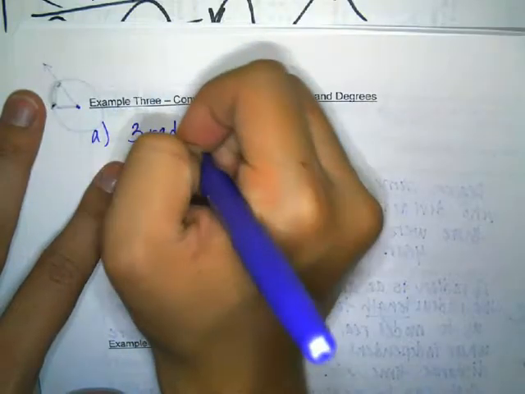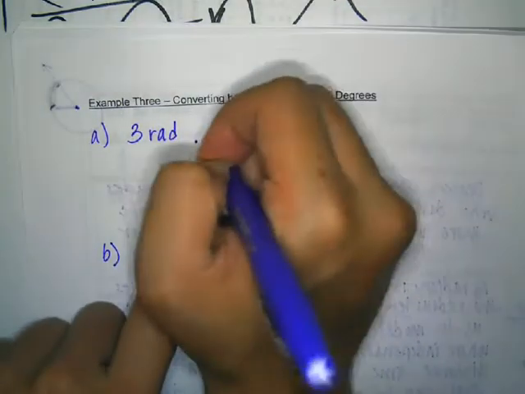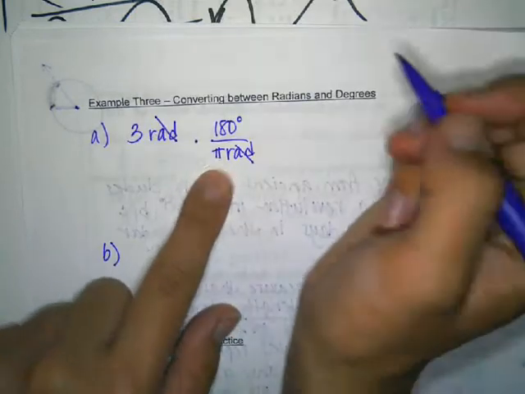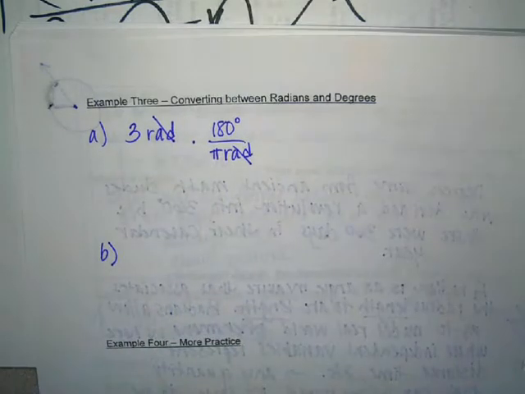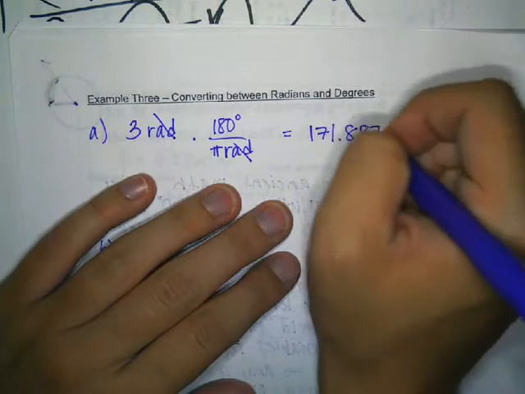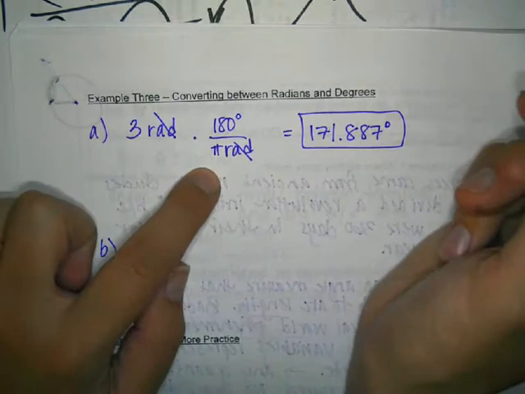And then, for example 3, if you make an A and a B, if we were to convert 3 radians to degrees, you do the opposite. You're going to multiply by 180 over pi radians. Now your radians unit of measure will cancel, and you're left with 3 times 180, divided by pi. And you end up getting 171.887 degrees. So I multiplied 3 and 180 and divided by pi.